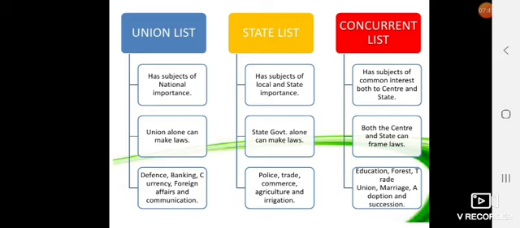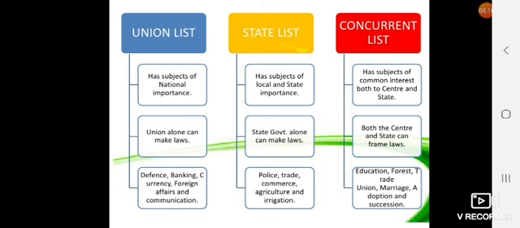So first of all, the union list has subjects of national importance. Here the union alone can make laws. That means the central government alone can make laws on the subjects which fall under the union list. Defense, banking, currency, foreign affairs, and communications. These are the subjects which come under the union list.